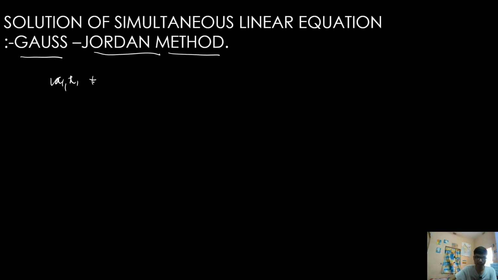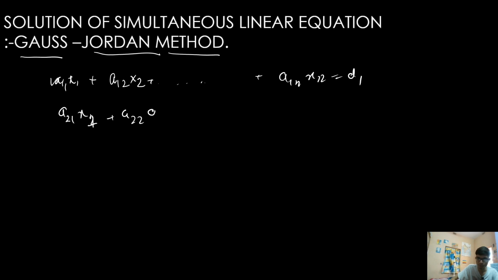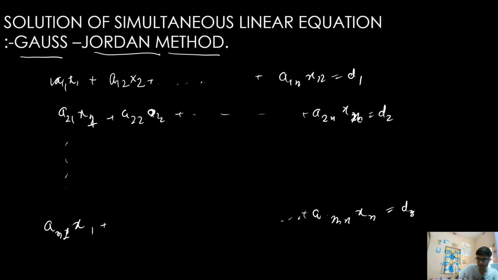So with this we start our lecture. For example, there are n number of equations involving n number of variables, similar to this: a11 x1 plus a12 x2 and so on is equal to d1, and we can write a21 x1 plus a22 x2, and if you go on and write this, a2n xn is equal to d2, and similarly there are n equations, that is an1 x1 plus and goes on to ann xn is equal to dn.